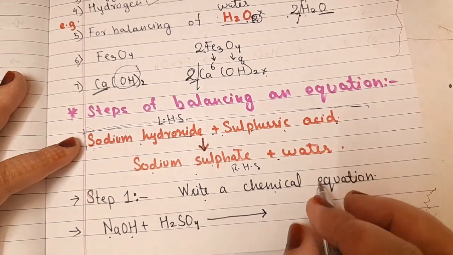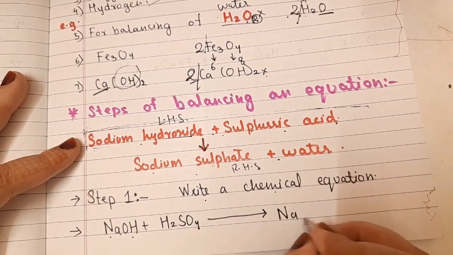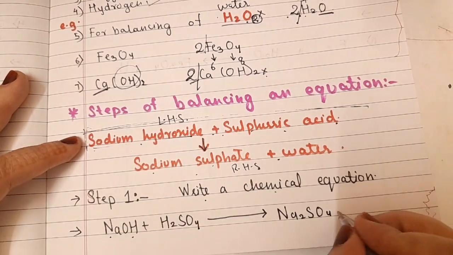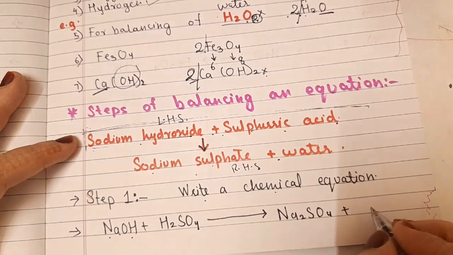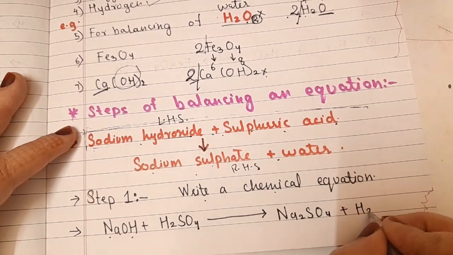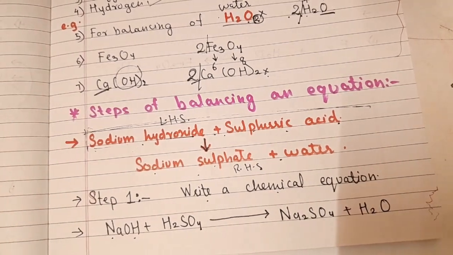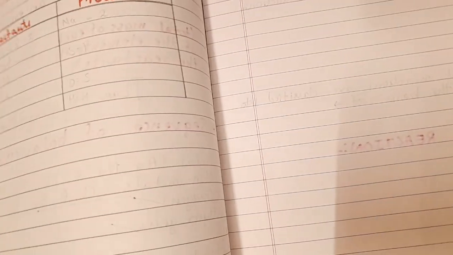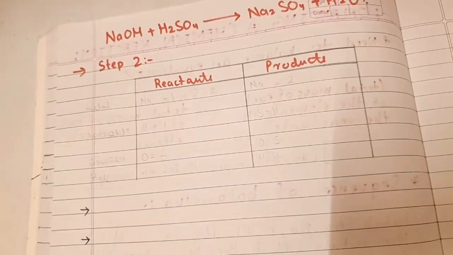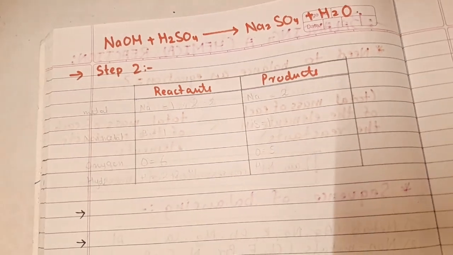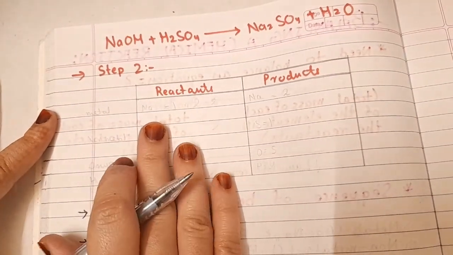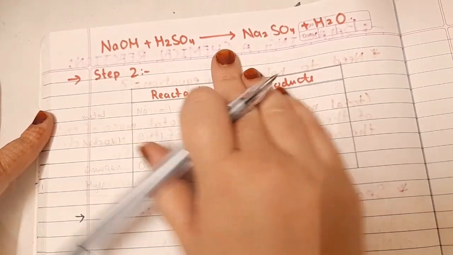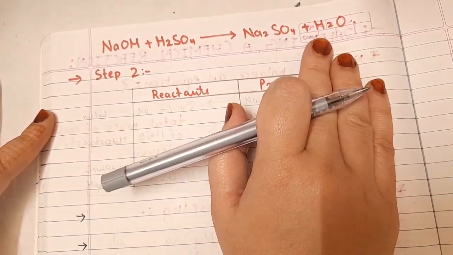And the product molecule we have is sodium sulfate plus water. For water we will write H2O. Alright, this was the first step, and now step number 2. This is our chemical reaction. I have written here also, sodium hydroxide plus sulfuric acid gives us sodium sulfate plus water molecule.